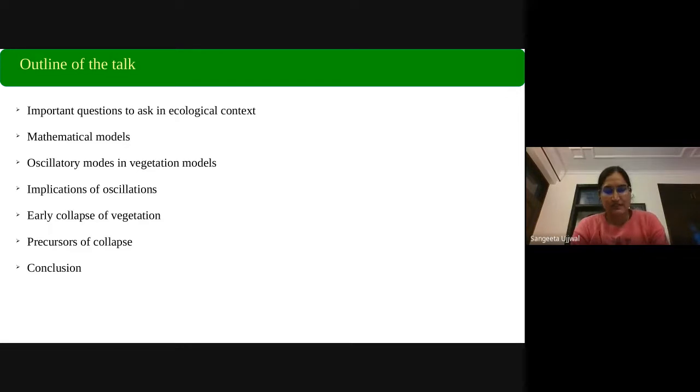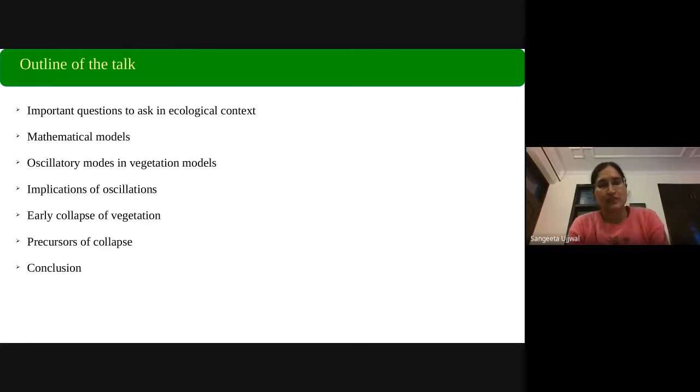So I'm going to discuss what is the possibility of having oscillatory modes in these vegetation models, and then what could be the implications of these oscillatory modes or persistent oscillations, and how these results can convert into ecological outcomes in the context of these vegetation models.